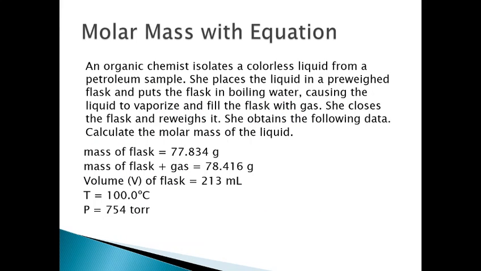So, say an organic chemist isolates a colorless liquid from a petroleum sample. She places the liquid in a pre-weighed flask and puts the flask in boiling water, causing the liquid to vaporize and fill the flask with gas. She closes the flask and reweighs it. She obtains the following data, and from this data, I want you to calculate the molar mass of the liquid. The mass of the flask is 77.834 grams. The mass of the flask and the gas is 78.416 grams.